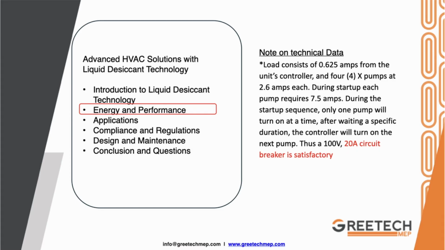This chapter focuses on the energy savings and performance metrics of liquid desiccant systems, illustrating their efficiency and cost-effectiveness. On the right-hand side, you will see a technical note regarding the liquid desiccant component, and as you will see, the entire liquid desiccant pumps and all the accessories that are included in the system do not consume more than 20 amps, which gives you an idea of how efficient the system is.